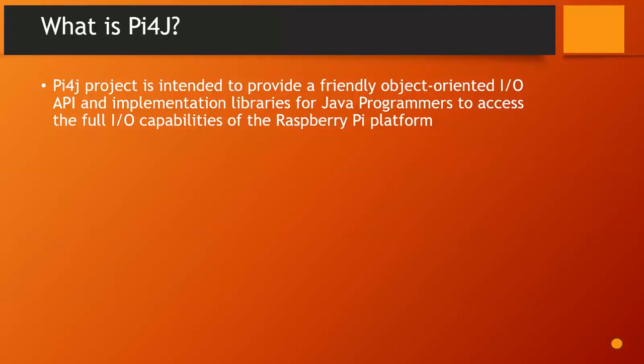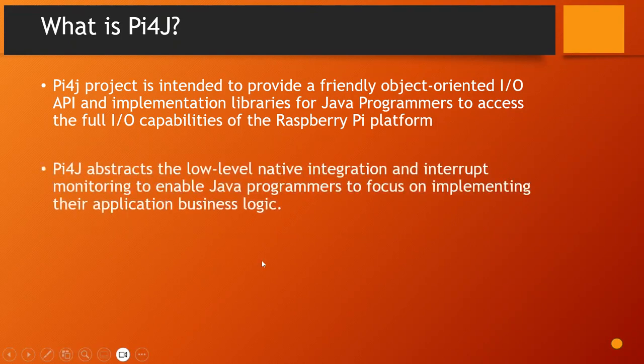Pi4J project is intended to provide a friendly object-oriented API and implementing libraries for Java programs to access the full I/O capabilities of the Raspberry Pi platform. So that's basically what we really want, right? We want to get the I/O capabilities of the Raspberry Pi using Java as a program, not Arduino or Python or whatever. We are using Arduino is the C++, right?